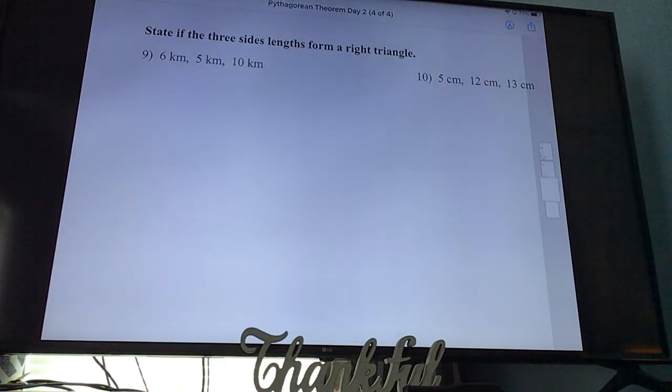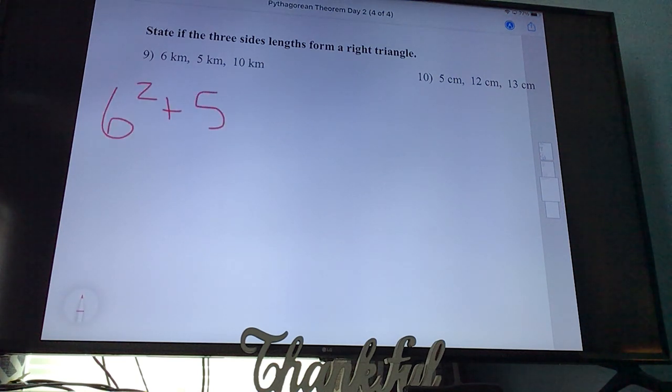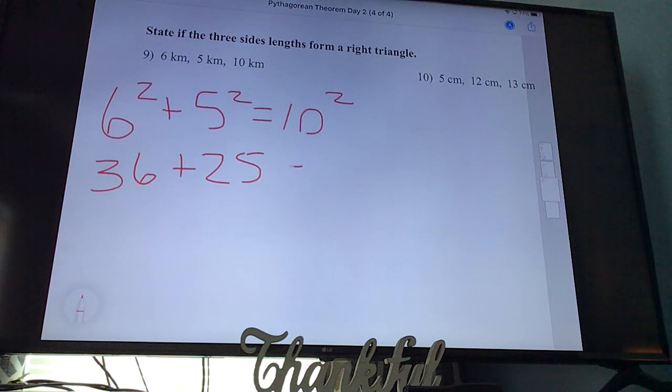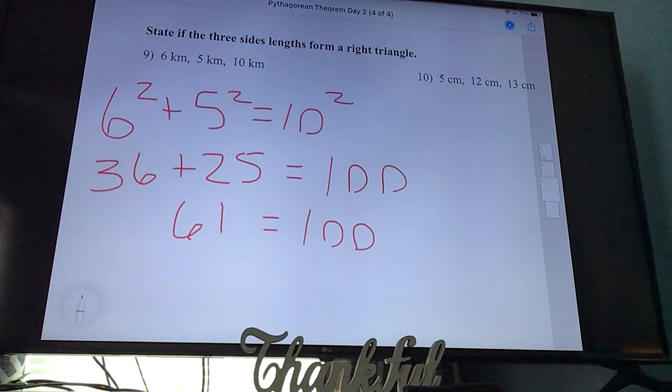Okay, this is the same thing, just without a picture. We have these three sides, 6, 5, and 10. So what's going to be our c squared? Yeah, 10. So you got 6 squared plus 5 squared equals 10 squared. Well, 6 squared is 36, plus 5 squared is 25, and 10 squared is 100. Well, what is 36 plus 25? It's going to be 61. Does 61 equal 100? No, so this is not a right triangle.